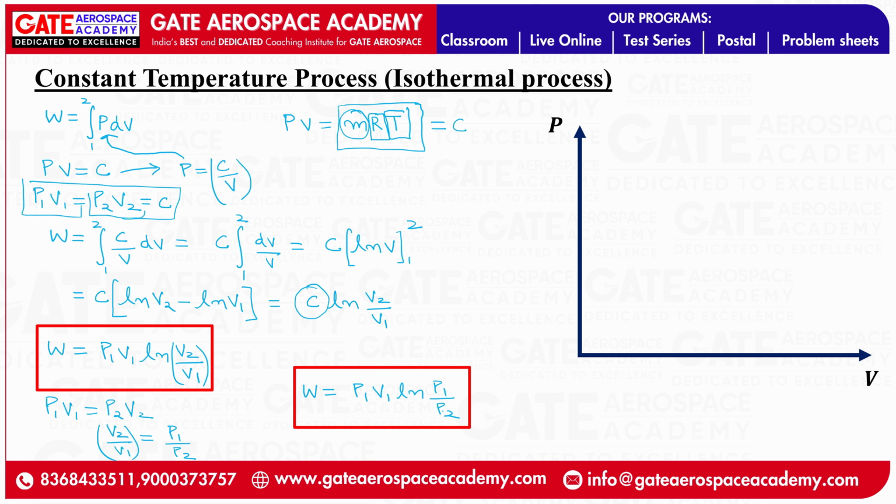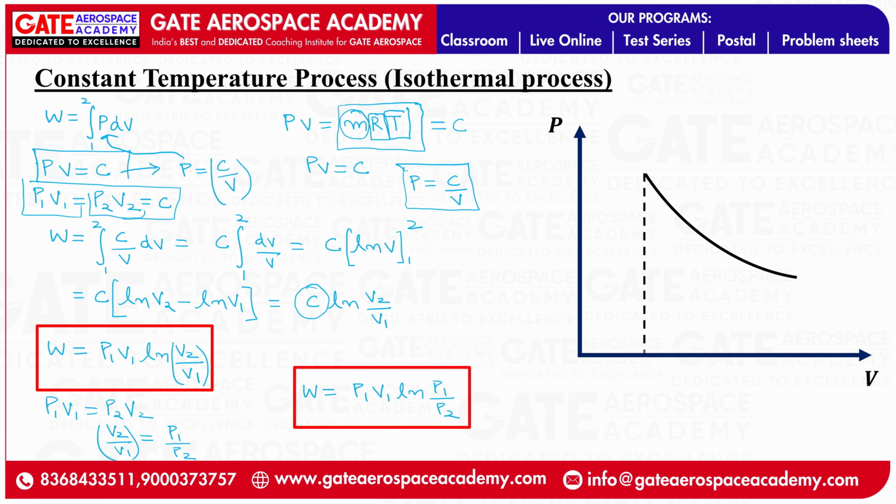Right? How will a constant temperature process look on the pressure volume plane? We have this relation between pressure and volume, PV is equal to constant, right? So pressure is equal to C by V. Pressure is inversely proportional to the volume. When volume increases, pressure will decrease. When volume decreases, pressure will increase. So how will the line look? It will be like this. Correct?